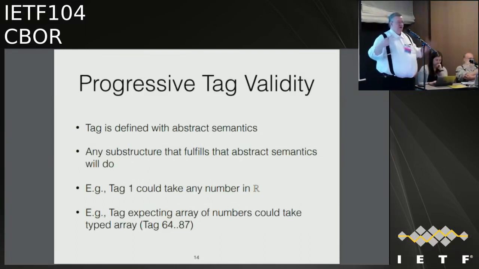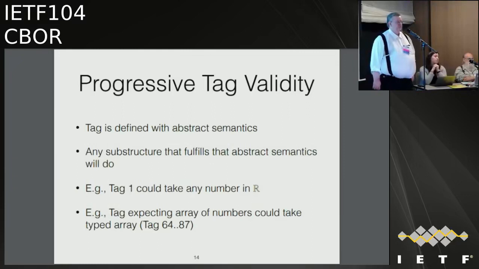This doesn't mean that all possible combinations will always be hit, but it makes it more likely that if a new tag is defined, the relationship to existing tags is actually examined, and people write up what combinations work and what don't. So, for instance, another example, a tag expecting an array of numbers currently would look explicitly for major type 4, and now we could say, well, it's taking an array of numbers, and so it can take a typed array.